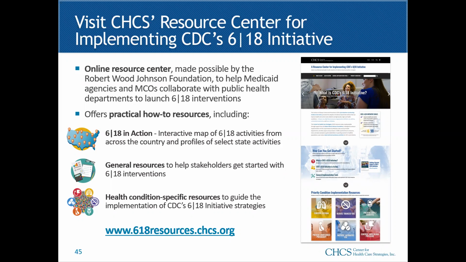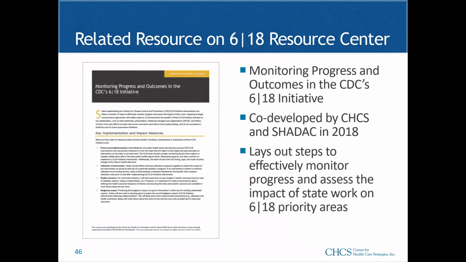Before we conclude, I'd like to remind everybody about the 618 Resource Center website that houses several assessment-related guides and tools. These can be found in the Measuring Implementation Progress folders under the General Tools for Medicaid, Public Health, and MCOs. In particular, we wanted to highlight a resource on monitoring progress and outcomes in the 618 initiative. This resource, which was co-developed by CHCS and SHADAC in 2018, includes a lot of great information on assessment relevant to the 618 initiative, including key implementation and impact measures states could consider in their assessments, as well as important actions for measuring progress.